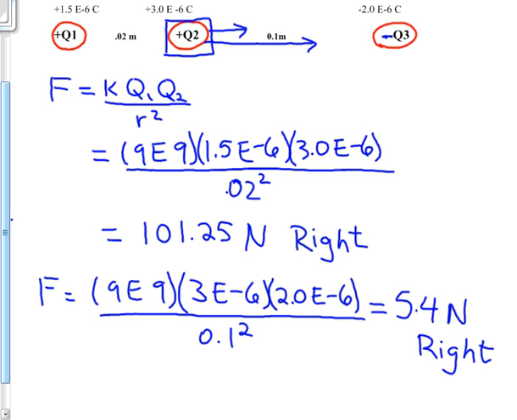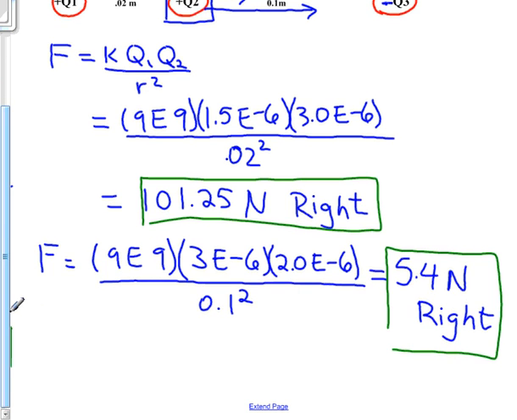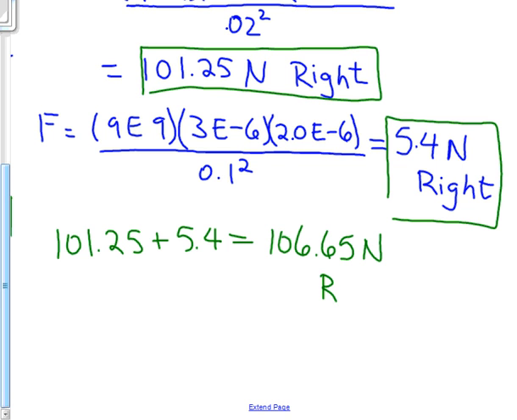So now we want to combine them and figure out the net force. We have one force to the right of 101.25 newtons, and we have another force to the right of 5.4 newtons. And in order to figure out the net force, we're just going to add those together because they are both in the same direction. So this leaves us with a net force of 106.65 newtons to the right.